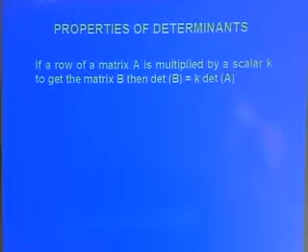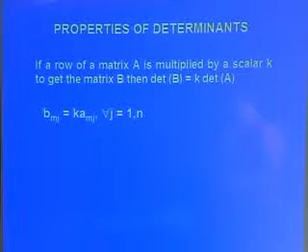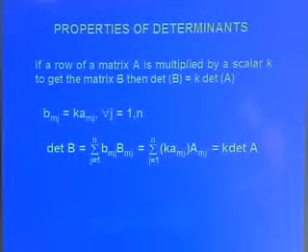Now this property says that if matrix A is multiplied by a scalar k to get the matrix B, then determinant B is equal to k determinant A. For example, let us say we have a matrix A with elements aij. If in the mth row we have k times amj for all values of j from 1 to n, that means a row of a matrix A is multiplied by a scalar k. So let us say I am multiplying the mth row of the matrix by k and I am getting a new matrix with elements bmj, then determinant B will be k times determinant A.